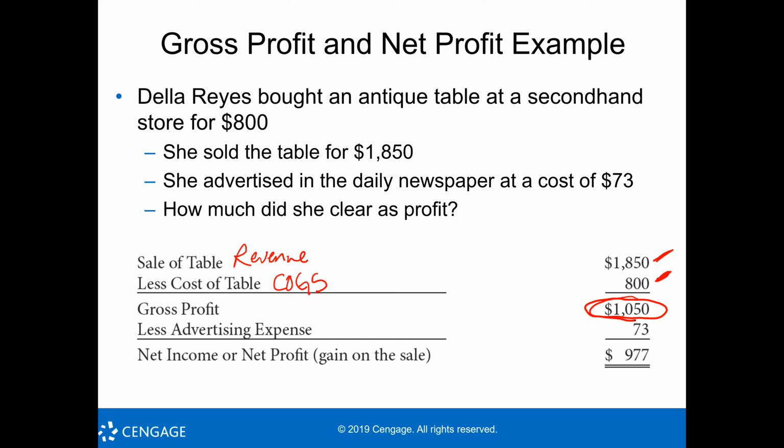And then we have to subtract out the advertising expense, or what we would also call operating expense. In fact, if we wanted to be more specific, we would call that operating or selling expense. Advertising expense is considered an operating expense, but it falls in the selling category. So then we subtract that out. We've got net income or net profit of $977 on the table.